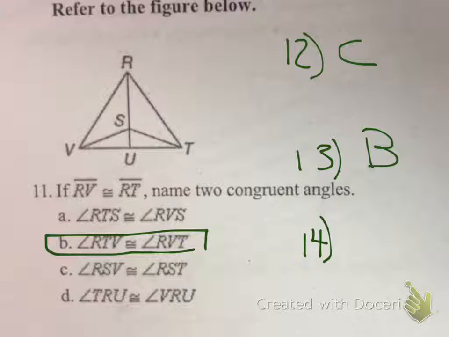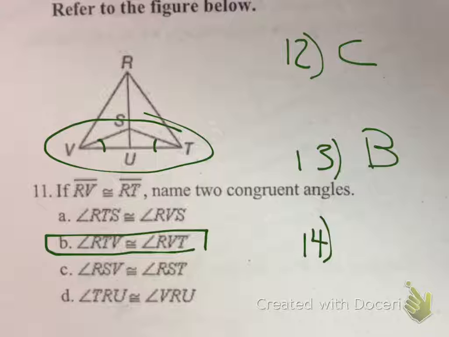And on number 14, by the way, when things get mixed around on the test, if you don't understand what a question refers to, like a drawing, please let me know and ask questions. It's okay to ask questions. Anyways, we're looking at the bottom triangle, and so we're saying those two angles are congruent. That means SV and ST have to be congruent, so that would be choice D.